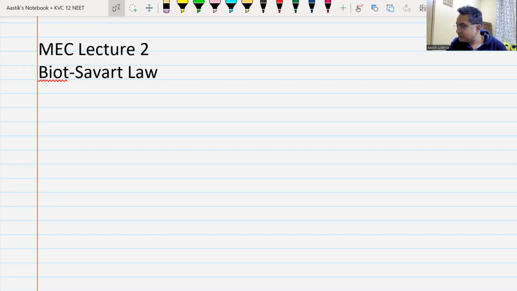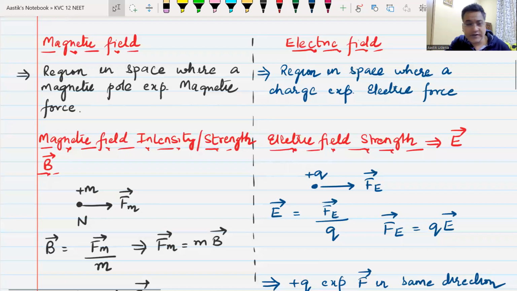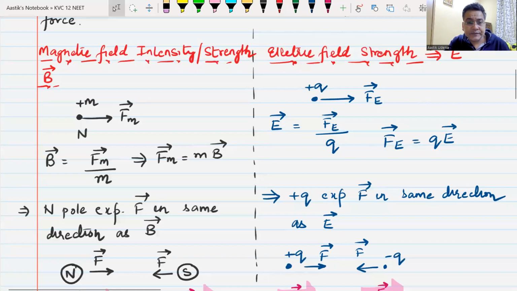In the previous class, we had seen some important facts about magnetic field and electric field. We started with a bar magnet. A bar magnet is also known as a magnetic dipole. It has a magnetic dipole moment m vector. Whatever we had seen in electric field, we had seen the counterpart in the magnetic field. We had seen how we can find out magnetic field due to a single pole, north pole or south pole. Single north pole and single south pole do not exist.